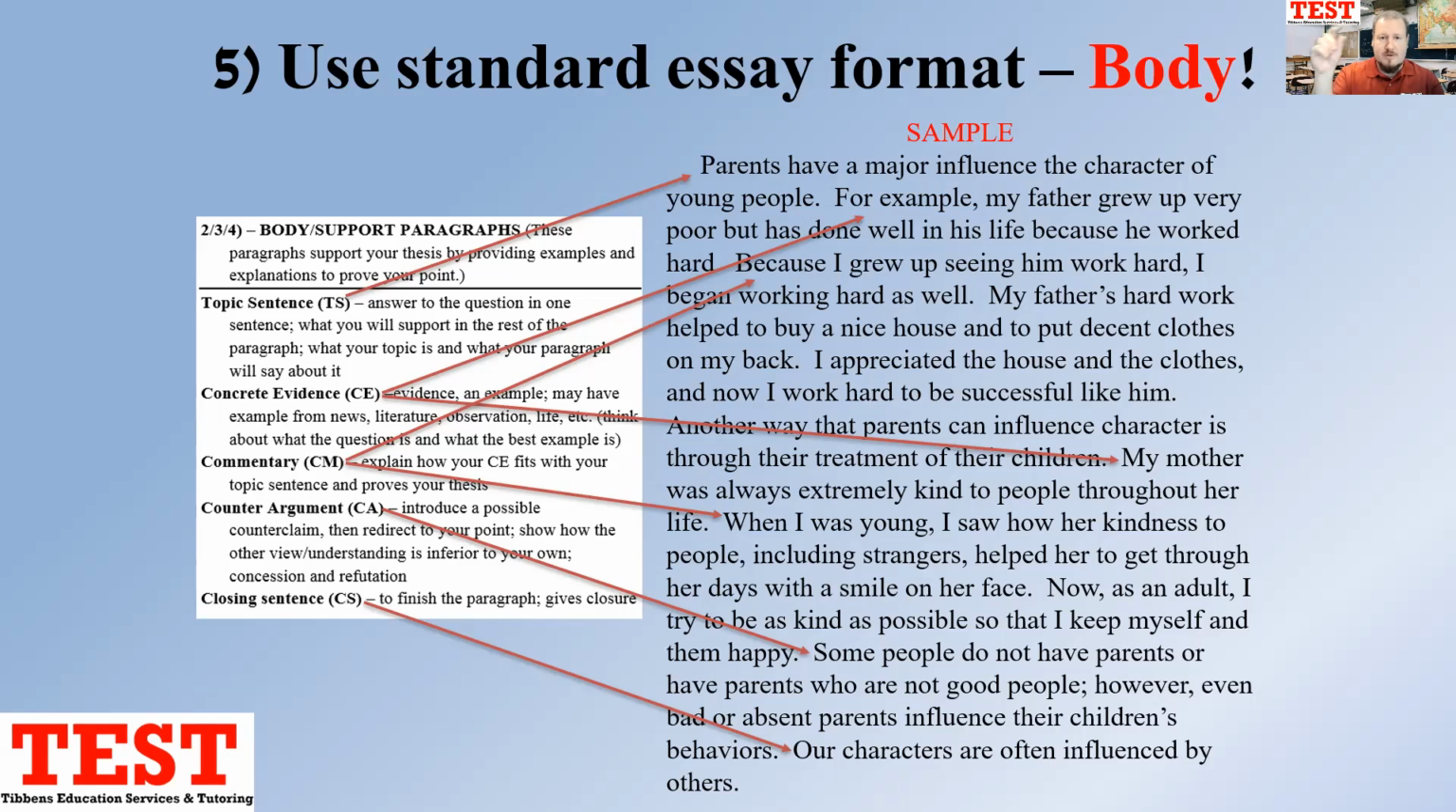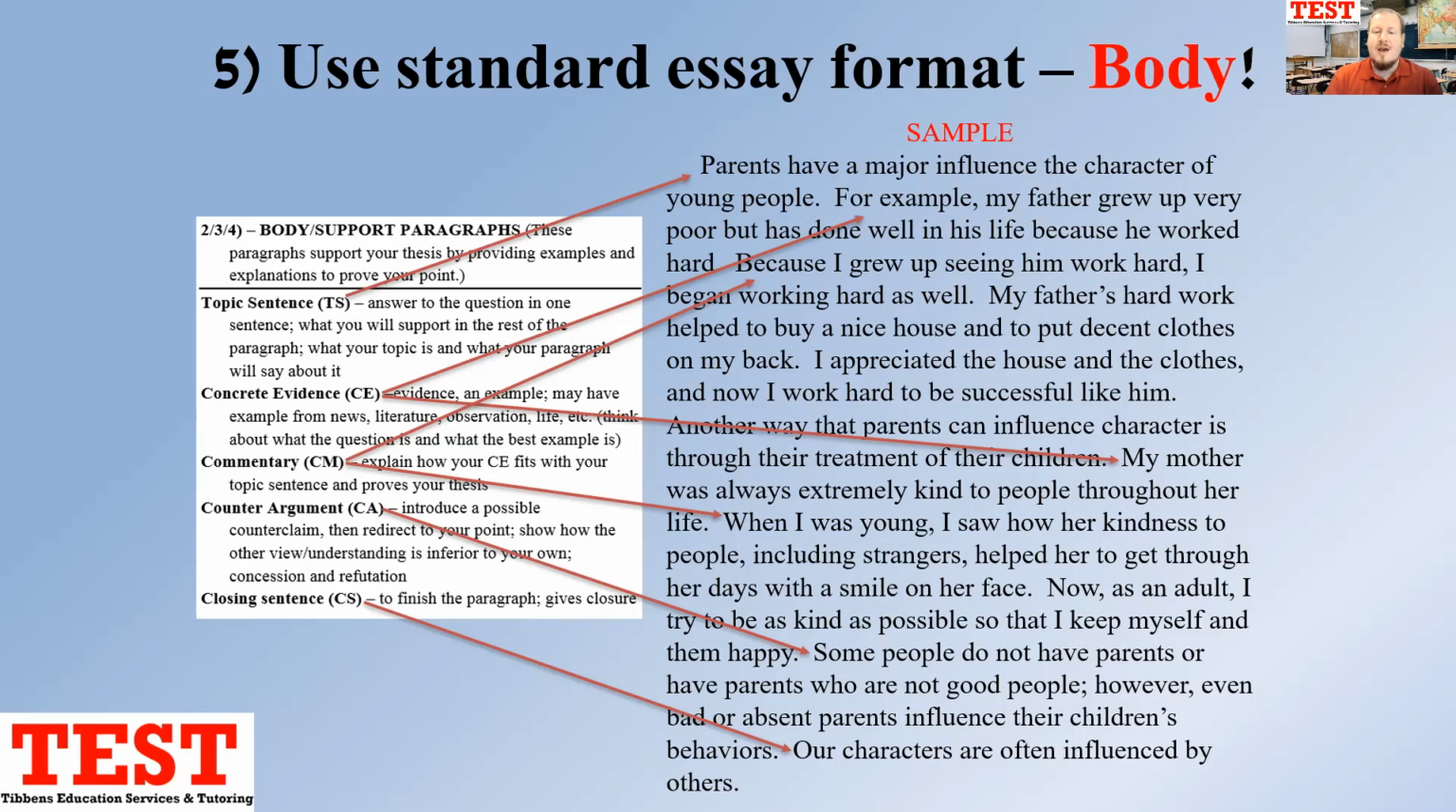So topic sentence, personal example, a couple of sentences. I actually have, I think, 3 there where I explain what that all means. Then I go to my other evidence. Another way that parents can influence character is through their treatment of their children. My mother was always extremely kind to people throughout her life. When I was young, I saw how her kindness to people, including strangers, helped her to get through her days with a smile on her face. Now, as an adult, I try to be as kind as possible so that I keep myself and them happy. There it is. That was my commentary.